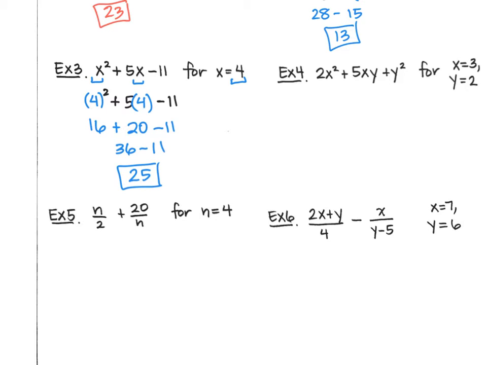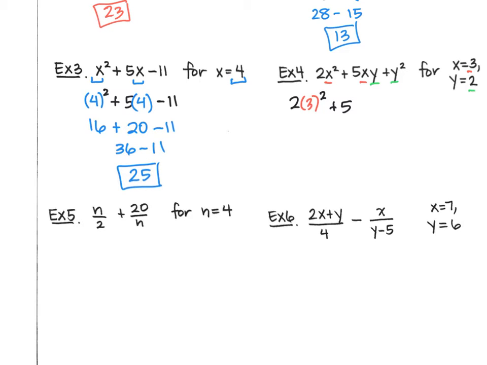For example 4, I'm telling you that x is 3 and y is 2. So everywhere I see x, which is here and here, I'm going to plug in 3. Everywhere I see y, I'm going to substitute 2. So this is going to get a little crazy. First I'm going to bring down that 2 in the front because that's just 2. Where I see x, I change it to a 3. I put it in parentheses because I'm substituting it. I'm going to keep the exponent there, the plus sign.